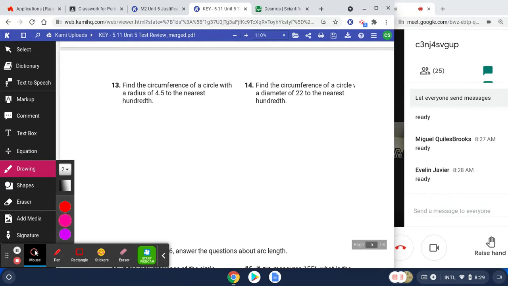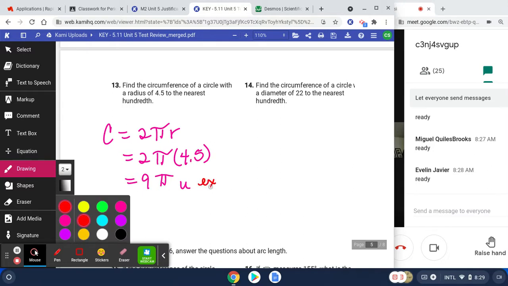So remember that these formulas are back at the beginning. My circumference is 2 pi r, and they're saying that the radius is 4.5. 4.5 times 2 would be 9 pi. Remember that circumference is U for units. It doesn't say anything else. And this is my exact answer before I have to round.